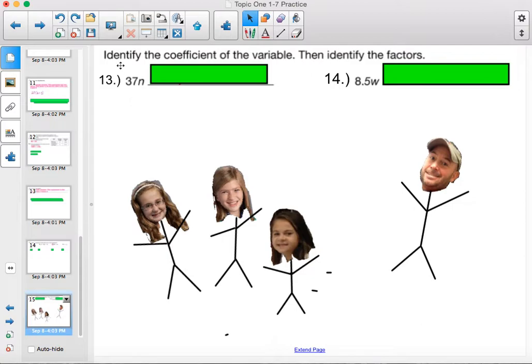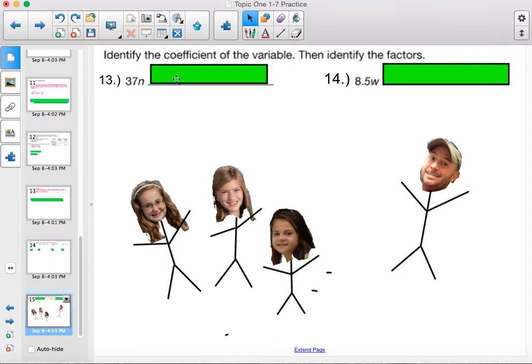See if you can solve this. Identify the coefficient of the variable. Then identify the factors. So what we want to do is find the coefficient of the variable and then identify the factors that you'll be working with. I'll pause the video.